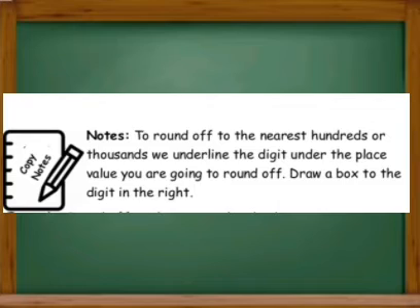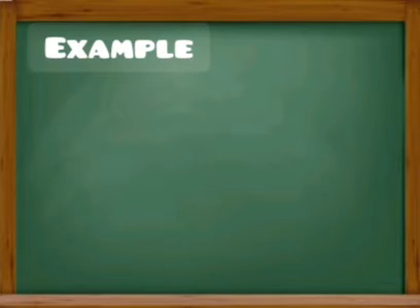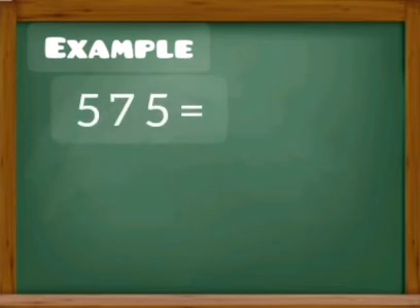So now that we have learned how to round off whole numbers to the nearest tens, we can learn how to round off whole numbers to the nearest hundreds and thousands. To do this, we first underline the digit under the place value we are going to round off. Then we draw a box around the digit to the right. For example, we have the number 575. We need to round it off to the nearest hundreds.